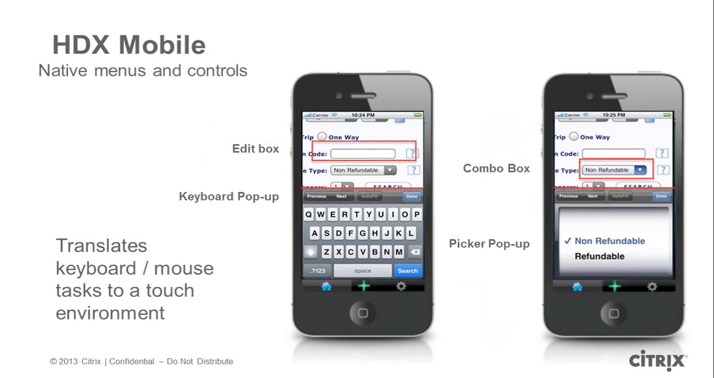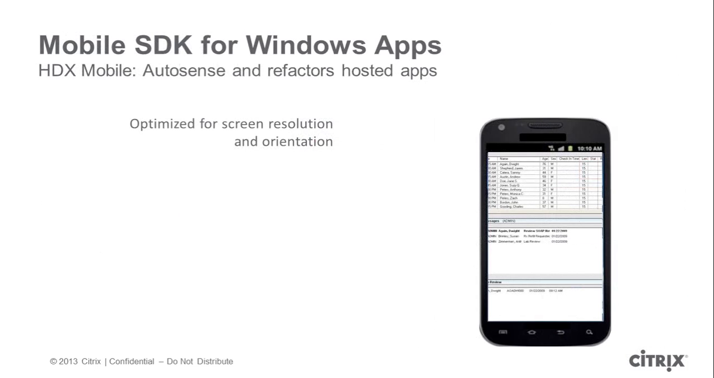So we've bridged that technology so that things like edit boxes and keyboard pop-ups, native picker pop-ups, you can easily scroll through selections to fill out forms and do a lot of the application work that you want to do from a mobile device to make that simple. And that's something we build right into the technology that works out of the box.